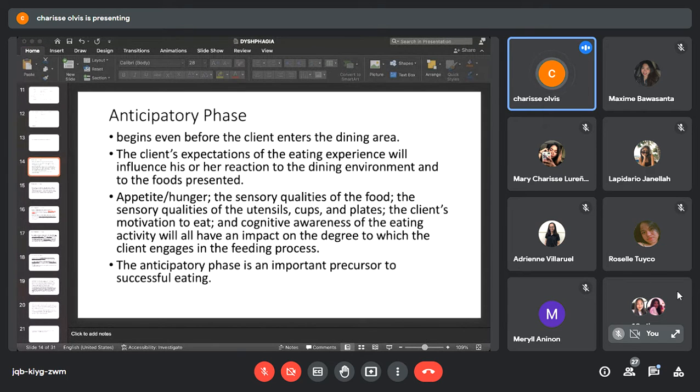So, if a person has no expectation, no motivation, then we could expect that if the person participates in eating as an occupation, there might be a possibility that they will not enjoy it, or they will not be able to finish their food, and then once that happens, we go back to their health and wellness being impeded. So that is your anticipatory phase.